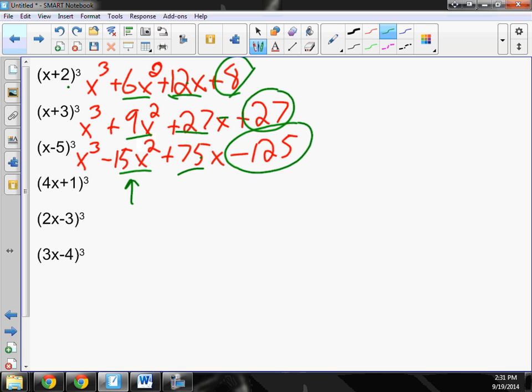So, let's remember that pattern. Okay? Triple. Trust me, I'm going to give you the formula here in a second. We're just trying to understand where the formula comes from. So, the pattern is triple the square, and raised to the third. Okay? So, row 4, what did you guys come up with? 64x.